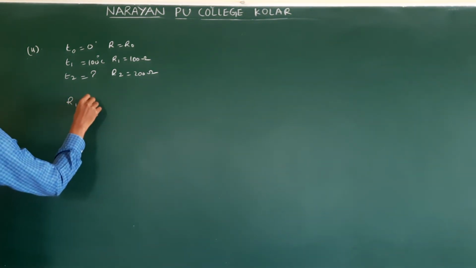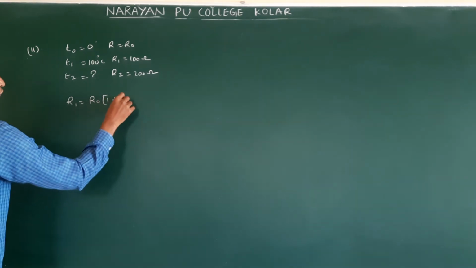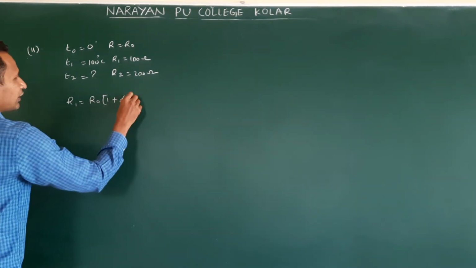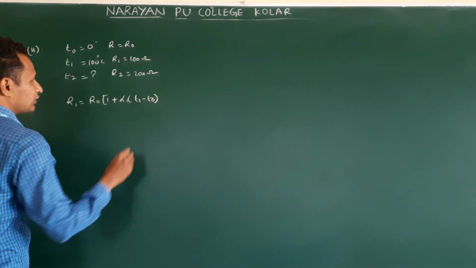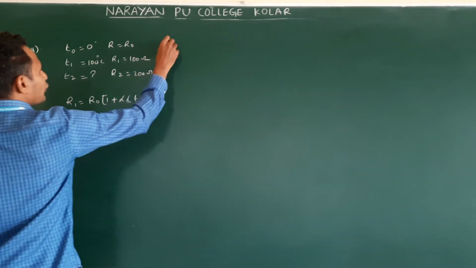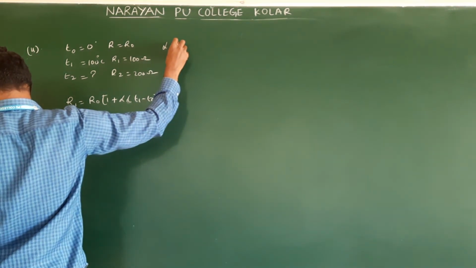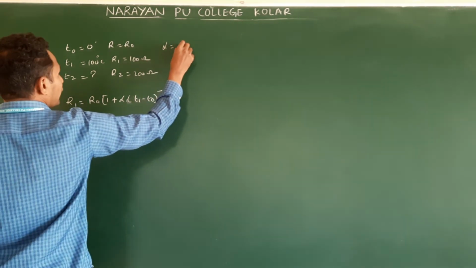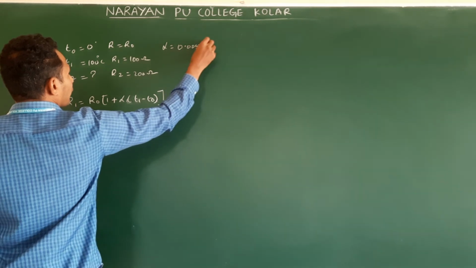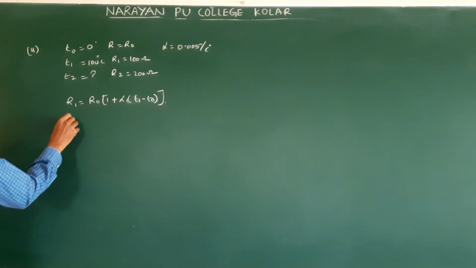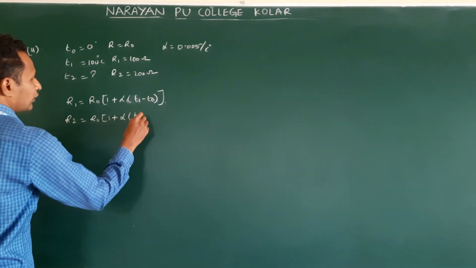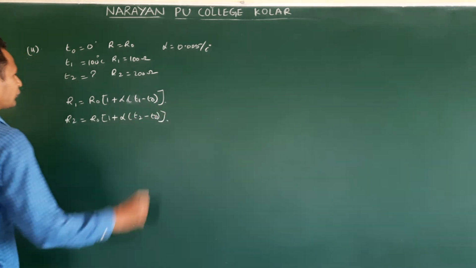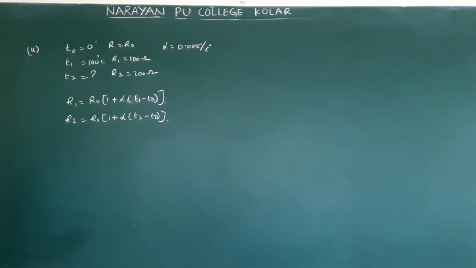R1 is equal to R0 (1 plus alpha delta T). This delta T means T1 minus T0. Right? And temperature coefficient is given. Alpha is equal to temperature coefficient of resistance, that is 0.005 per degree Celsius. Then R2, how do we write? R2 is equal to R0 (1 plus alpha (T2 minus T0)). Okay? Substitute whatever you want, you will get the answer.